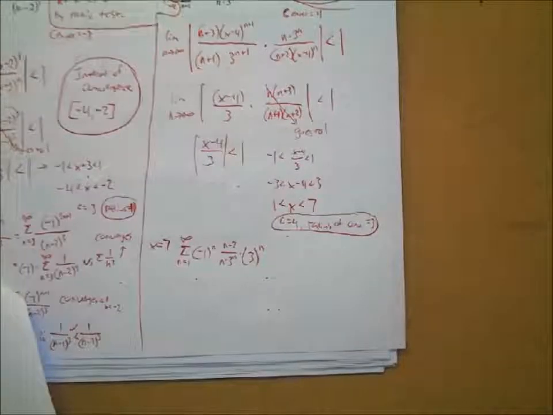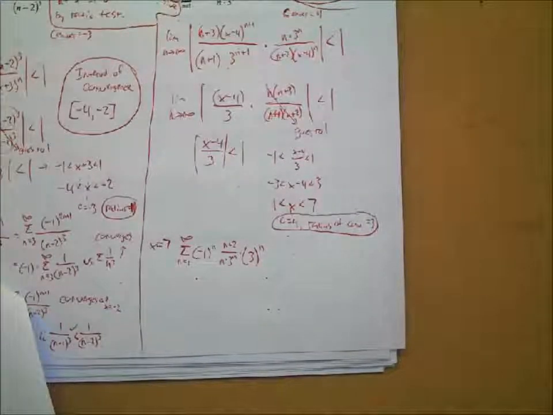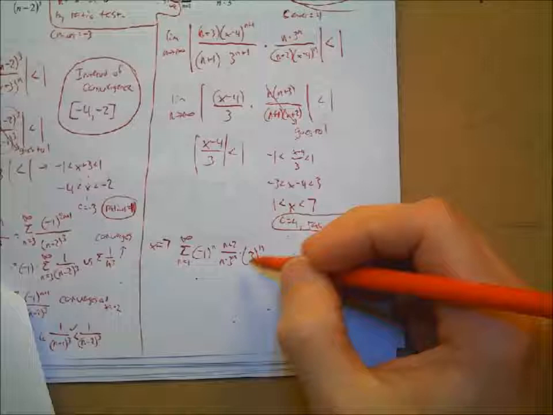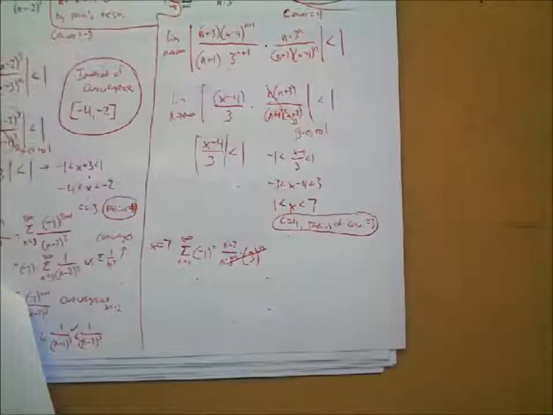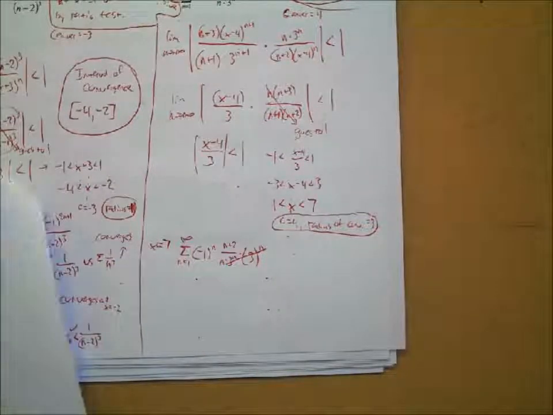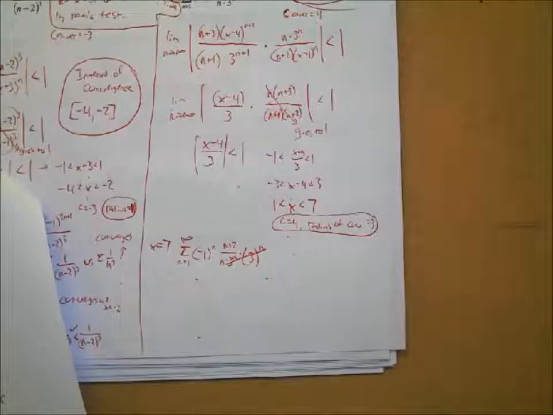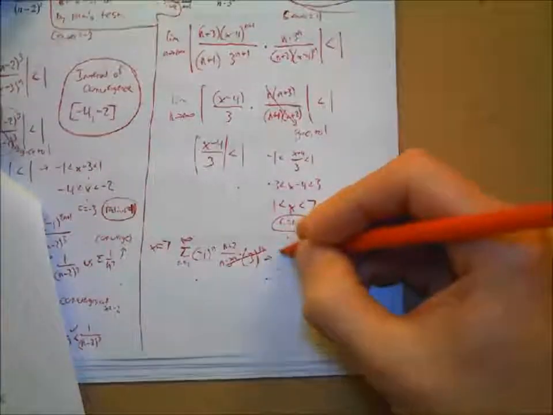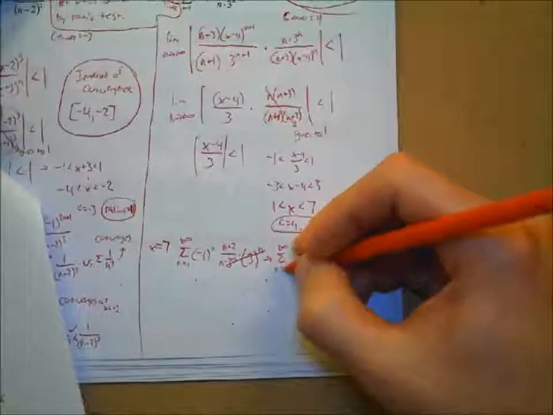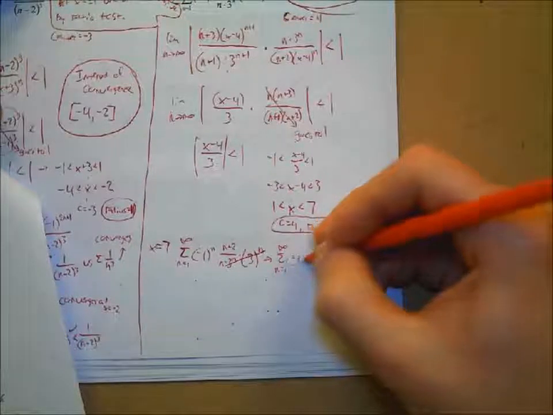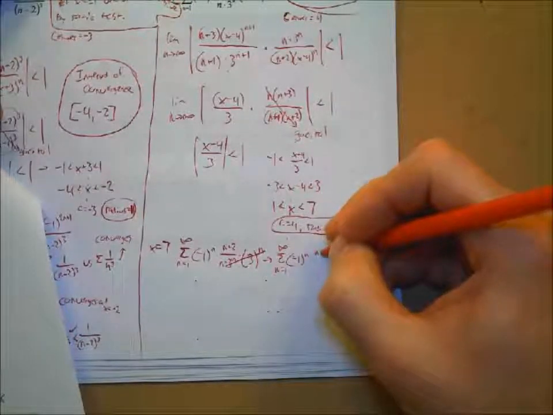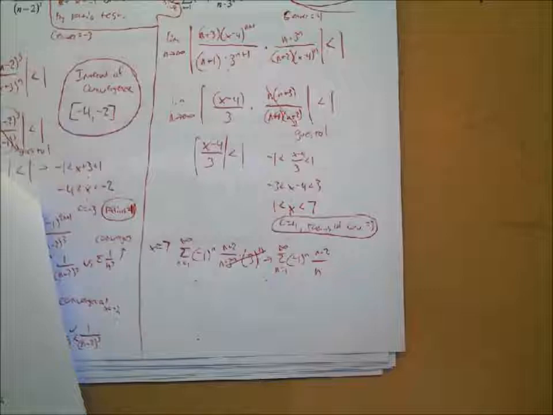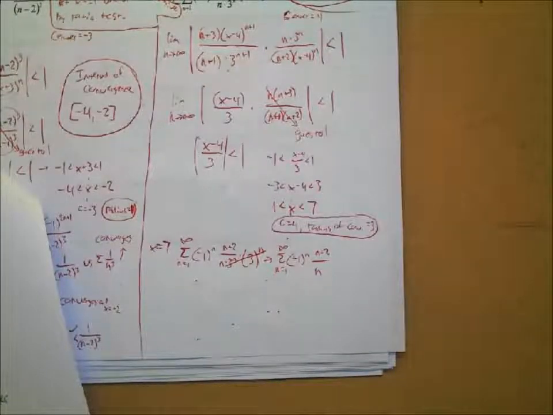What's going to happen here? What can we simplify? Yay, cancel those 3 to the n's. And so then this simplifies to be the sum from n equals 1 to infinity of negative 1 to the n times n plus 2 over n. Okay? What is true about this series?